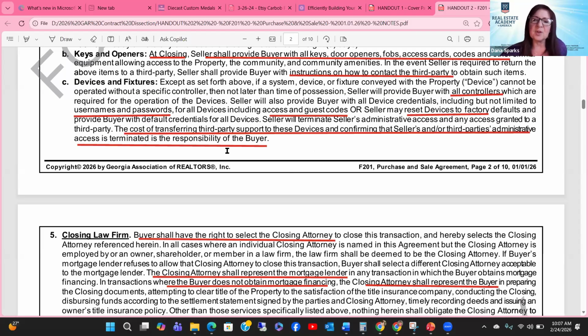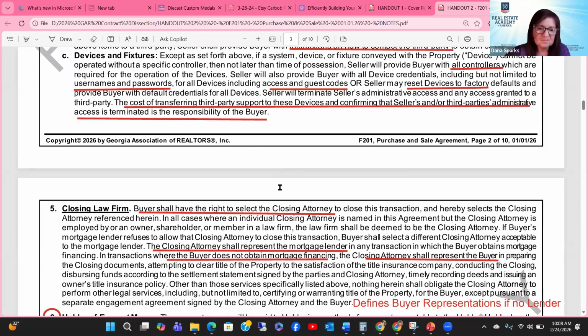And any cost of transferring third party support to any of these devices, and confirmation that the sellers' and/or third parties' administrative access is terminated, is the responsibility of the buyer. So buyer's agents, you need to make sure that your buyers look at all of these issues during their due diligence period. For example, is the HVAC system leased or owned? Because a lot of times there's all sorts of solar panels, all kinds of things that are leased rather than owned. This is something your buyers need to check out during due diligence, because if they don't want the cost of that, that would be the time to terminate.